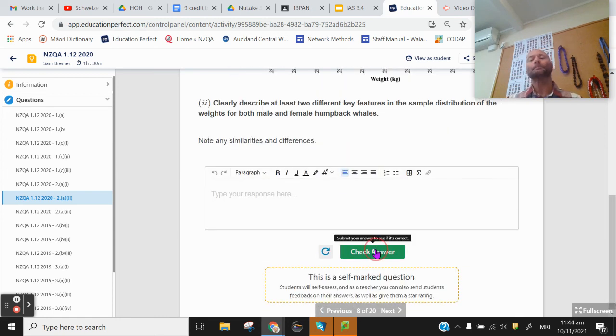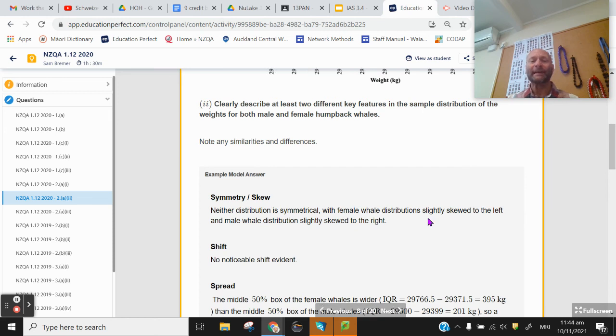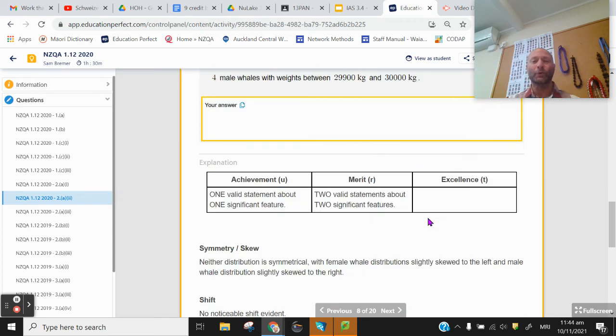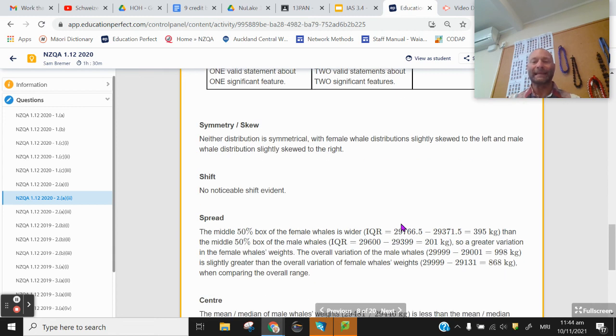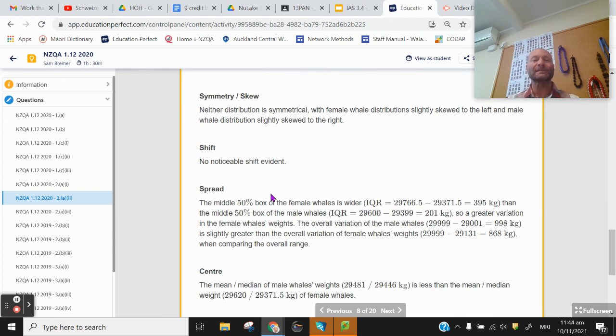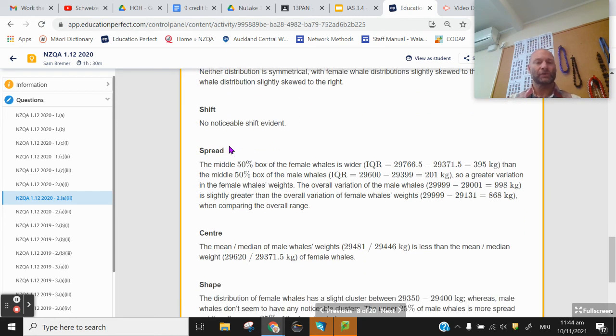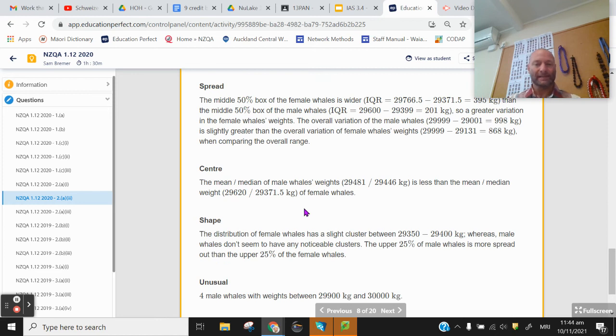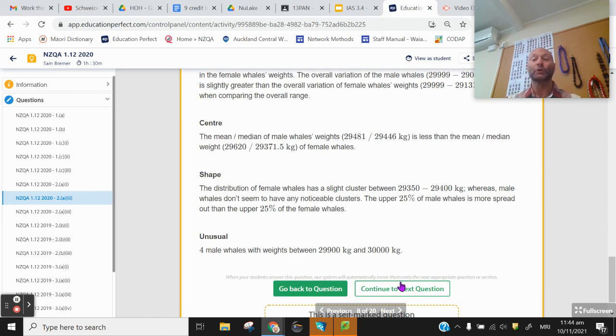Checking our answer, we say in the question, even though it said at least two, I wouldn't have minded going for the third. One valid statement with one significant feature, two valid statements with two significant features needed. And again, here's some of the discussions on symmetry, shift, spread, center, shape, and unusual features.